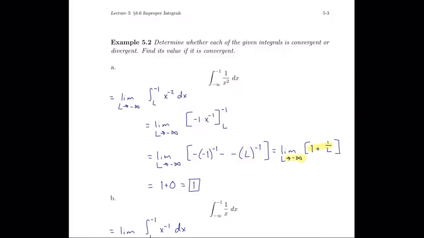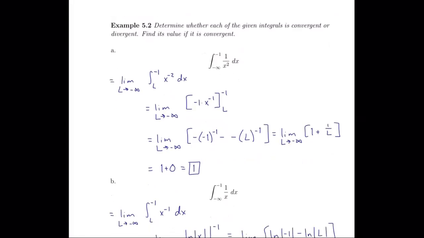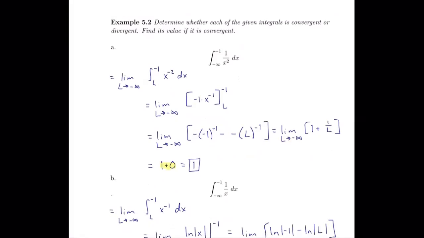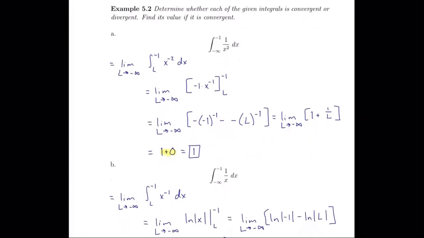And what that's going to do is drive this expression, well, L is going to go to negative infinity, so the denominator is going to grow larger and larger. So the limit as L goes to negative infinity of 1 over L is going to approach 0 from the left, or we just say that it's equal to 0. And using a limit law implicitly here, we know that the limit of 1 as L goes to negative infinity is 1. Just rehashing those old limit laws. So 1 plus 0 is equal to 1, and this integral converges.